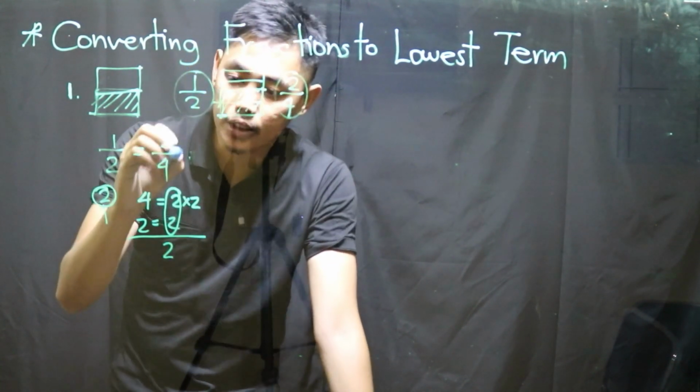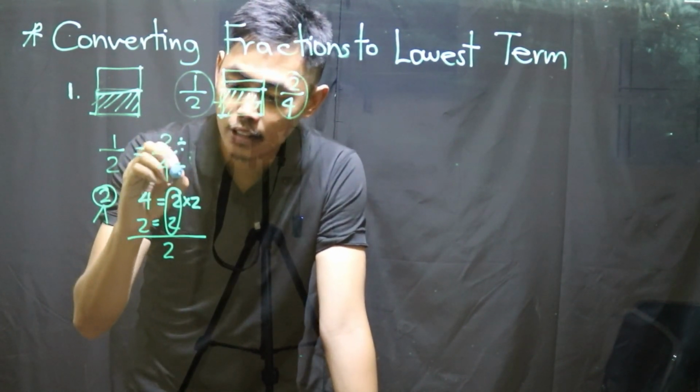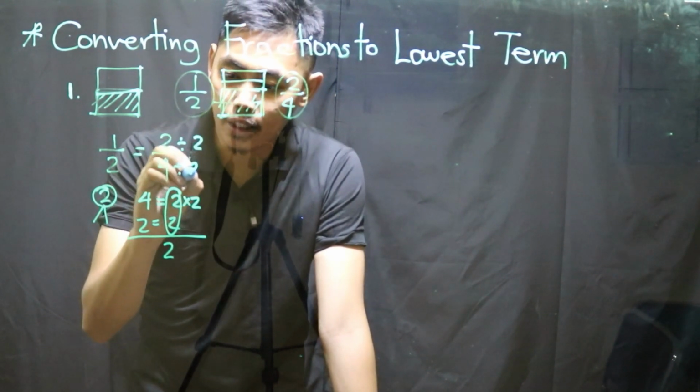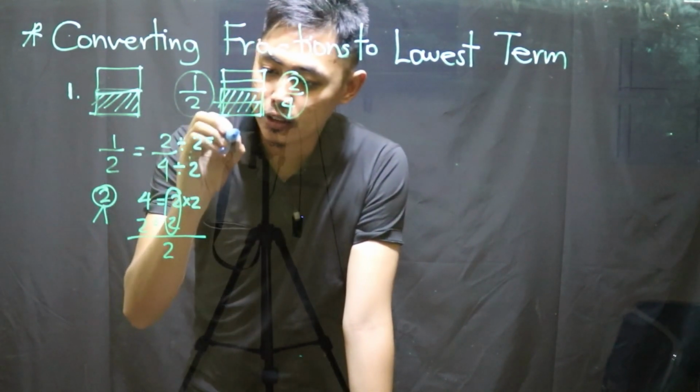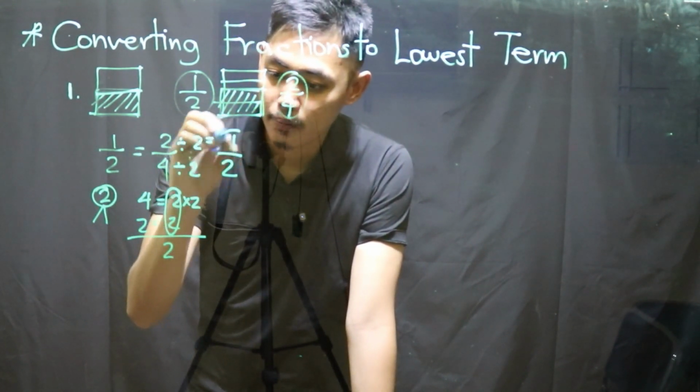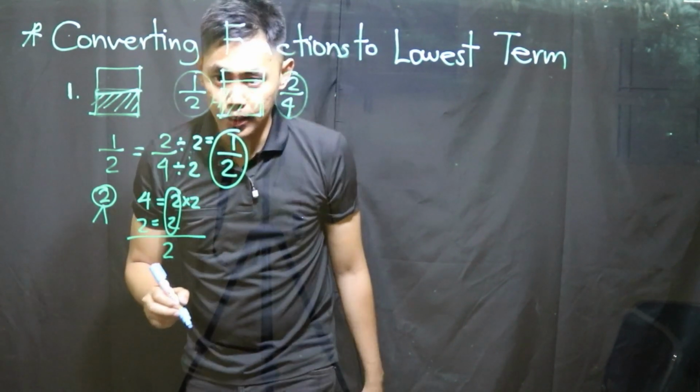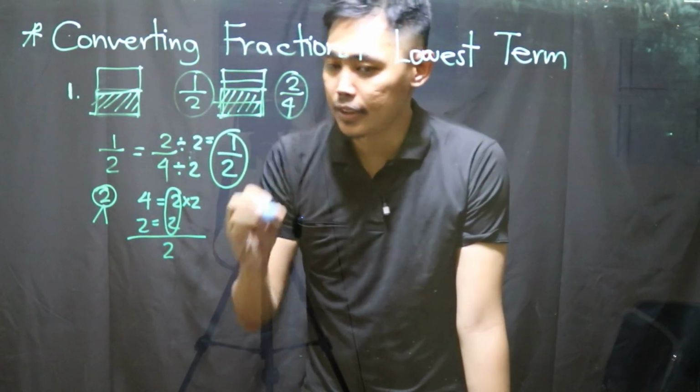And then we will just need to divide it on our numerator and denominator. So the answer is 1/2. So 1/2. Alright? Let's have our example number 2.